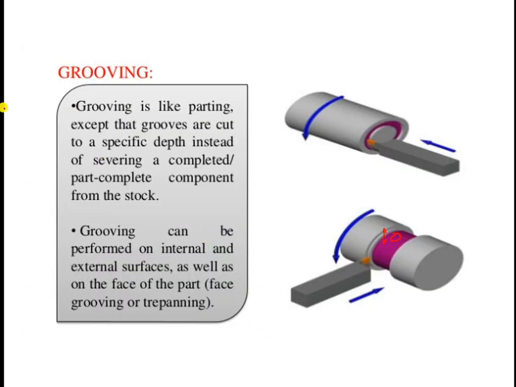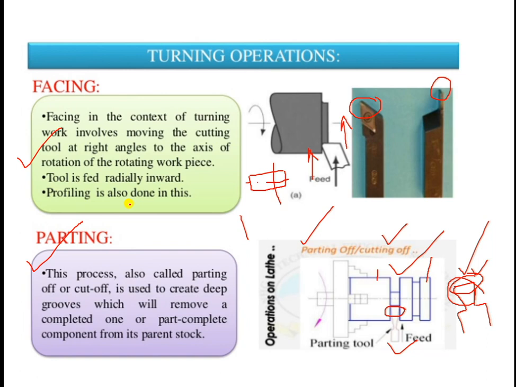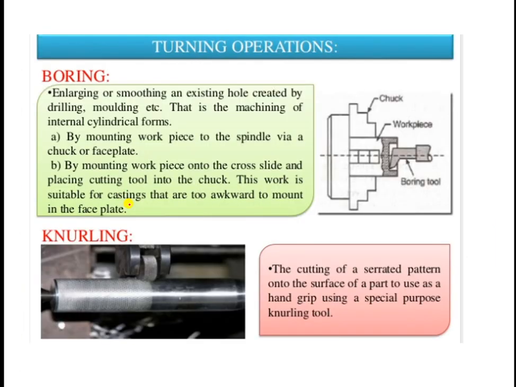But grooving is like parting, except that the grooves are cut to a specific depth instead of severing a completed or part-complete component from the stock. So that will not be the case. So grooving is up to some depth, and parting off will totally convert it into two pieces. That is the only difference.